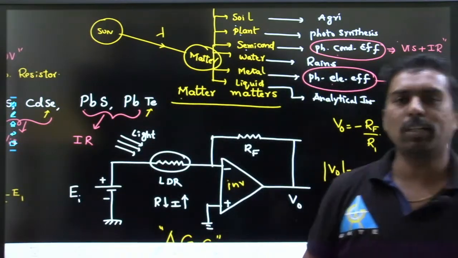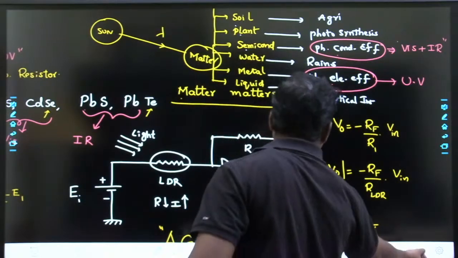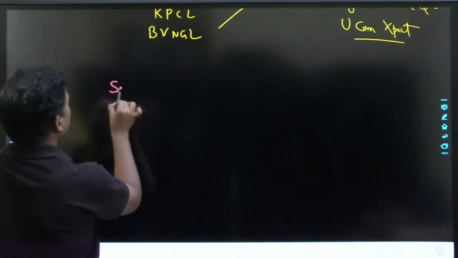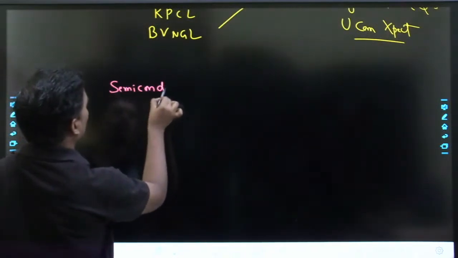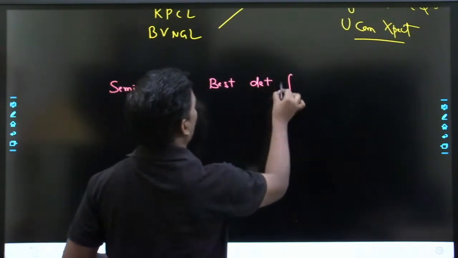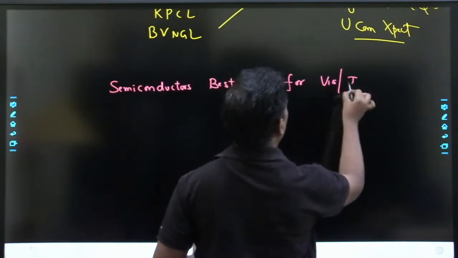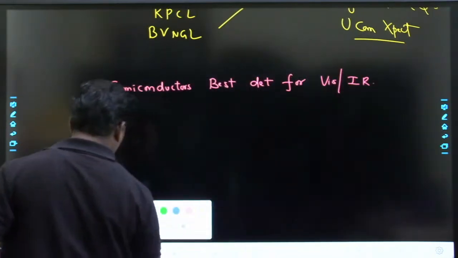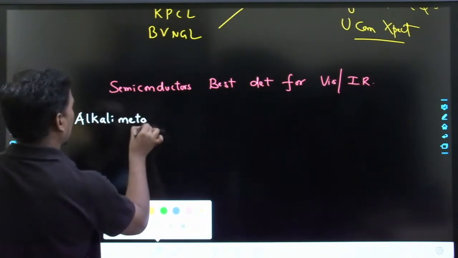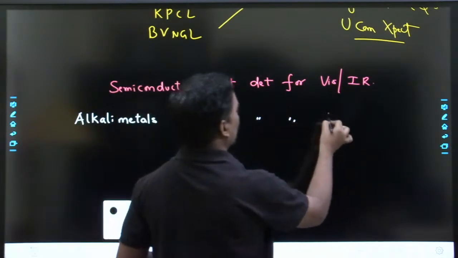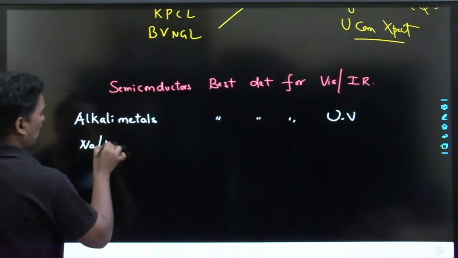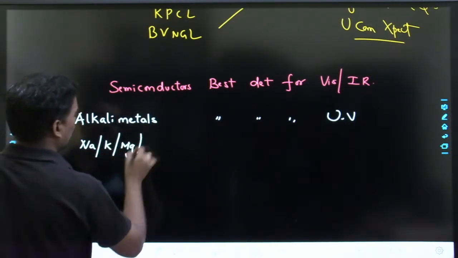Anand Bose, your doubt is solved. Semiconductors are the best detectors for visible and IR. Alkali metals are the best detectors for UV radiation. Alkali metals means what? Sodium, potassium, magnesium, all these things.